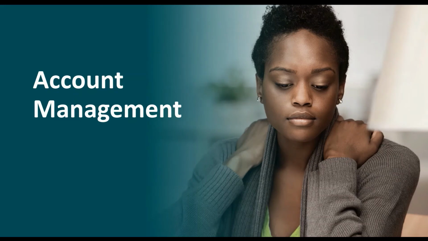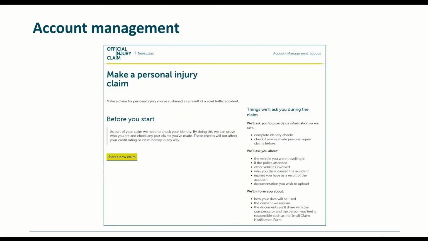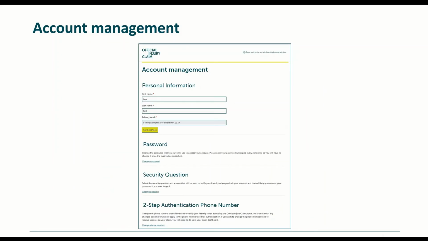We will now explore the account management section of the website. This is an unrepresented claimant's view of the website. To manage their account, they will need to select Account Management. Here, the customer will be able to update their personal information, password, security question, and phone number for two-step authentication. We will take a look at each of these sections individually.